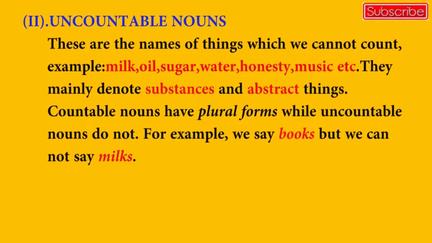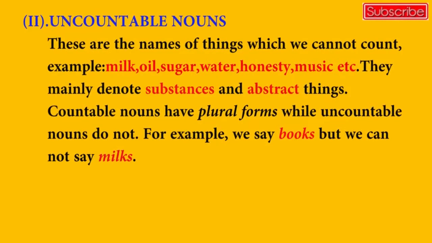Number 2. Uncountable nouns. These are the names of things which we cannot count. Example: milk, oil, sugar, water, honesty, music, etc.